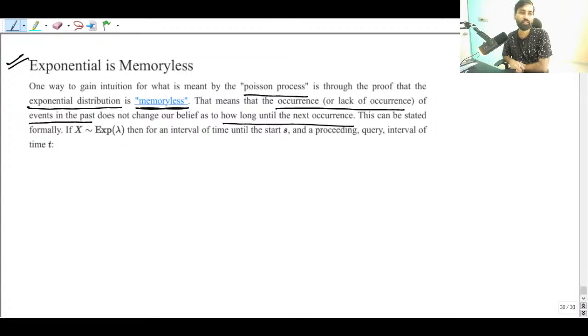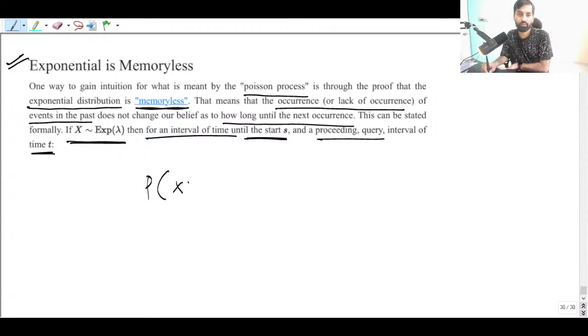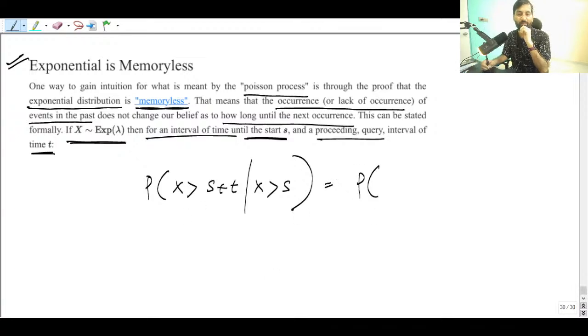And this can be stated formally. Okay, if X is an exponential random variable, then for an interval of time already elapsed s and a subsequent query interval of time t, you can say that the probability of X greater than s plus t, given that X is greater than s, is going to be equal to, okay, they are independent situations, guys, the probability of X greater than t only.